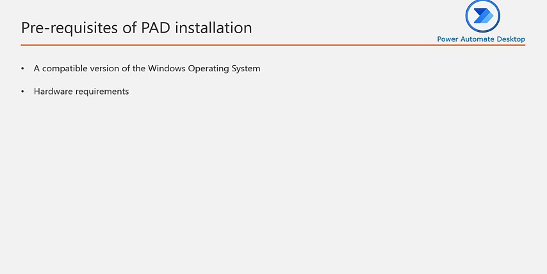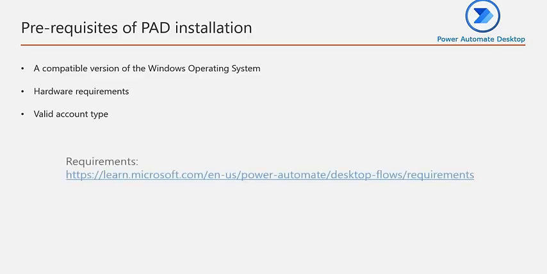The second one is the specific hardware requirements given by Microsoft. I will be showing you what they are. And then, one among the three valid account types that I mentioned, I'll be showing them too. Let's head on to the official Microsoft page where these prerequisites are given. I'll be giving you the links also.